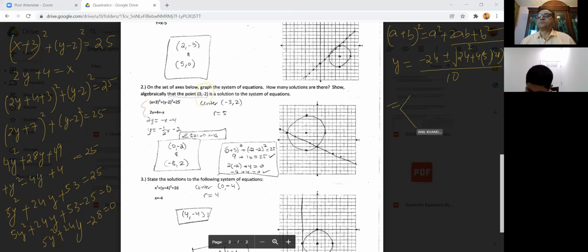Okay. I don't have a calculator right now. Oh, mine has no charging. Okay. So 28 is here, right?